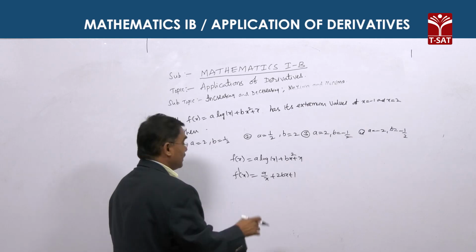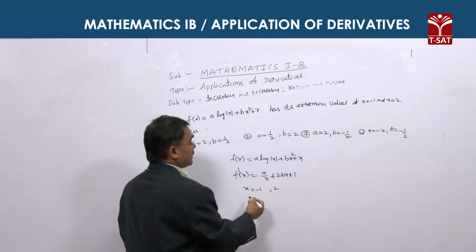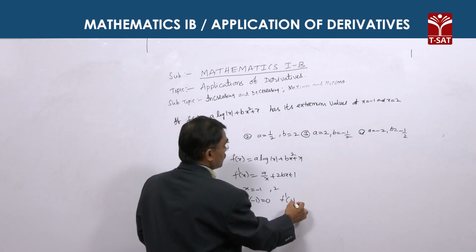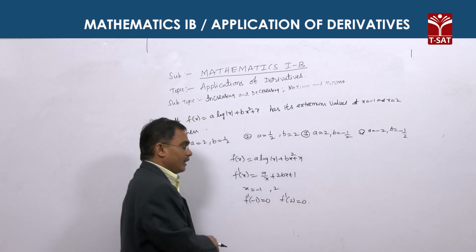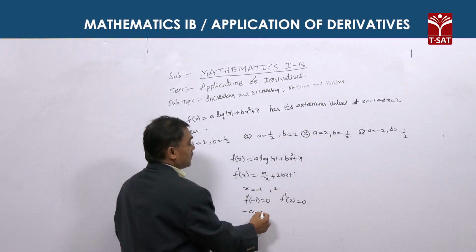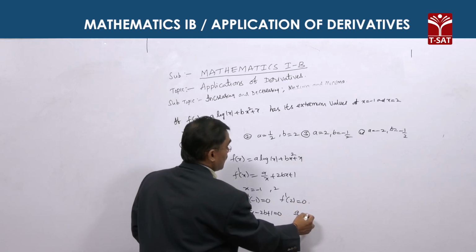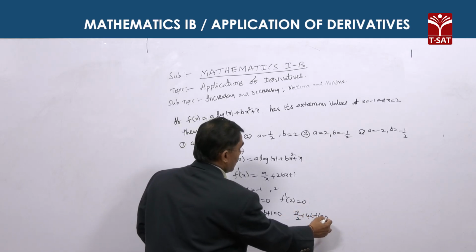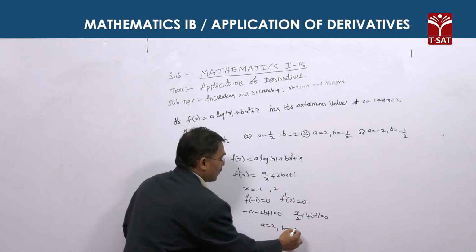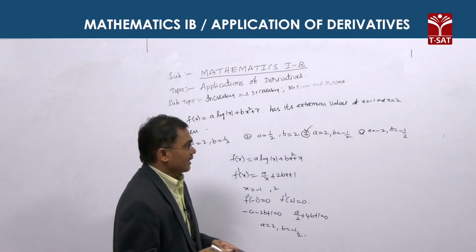The given function has an extreme value at x equal -1 and at x equal 2. Extreme values means f dash -1 is equal to 0 and f dash 2 is also 0. So -1 and 2 are the roots of f dash x equal 0. Substituting -1, we get -a minus 2b plus 1 equals 0, and substituting 2, we get a by 2 plus 4b plus 1 equals 0. Solving these two equations, we get a equals b equals minus half, which is the correct answer.